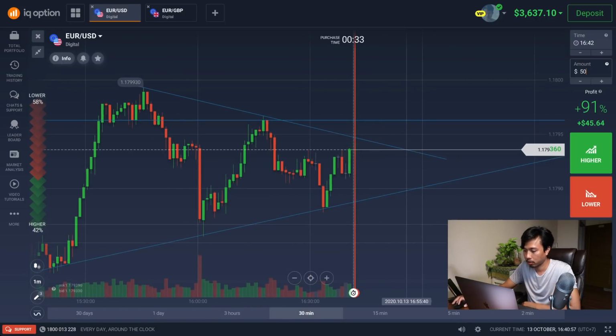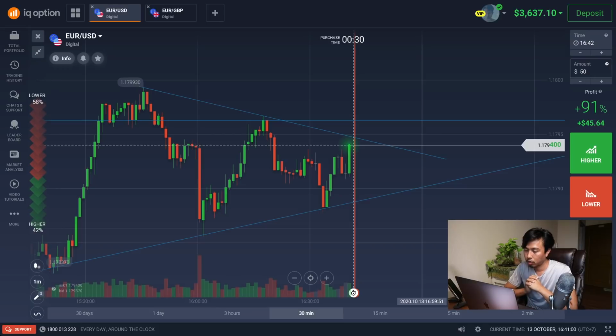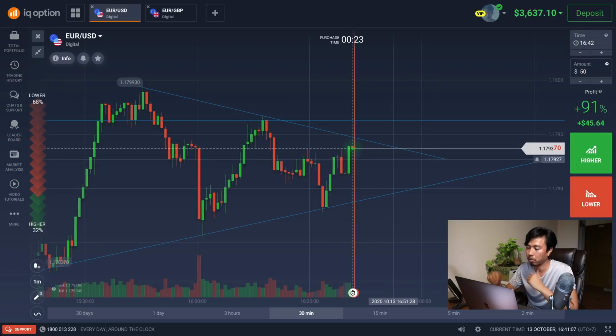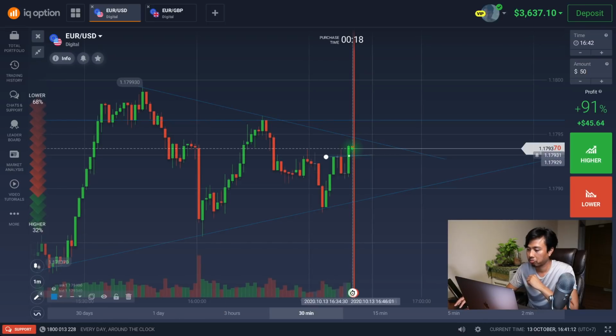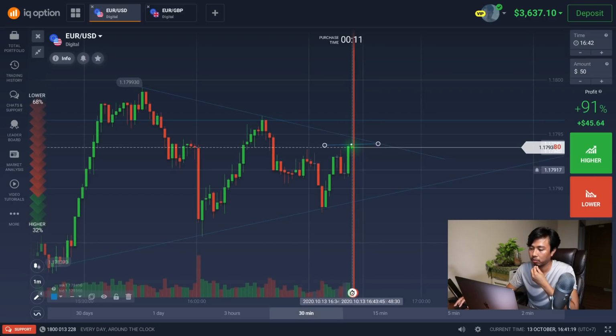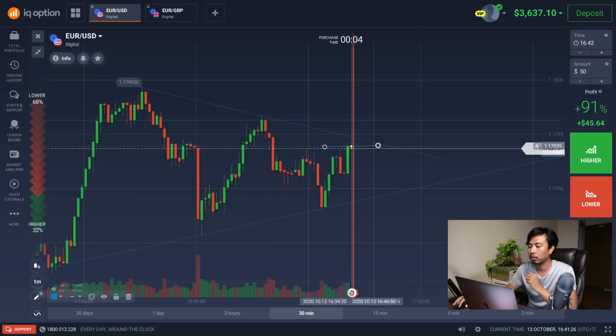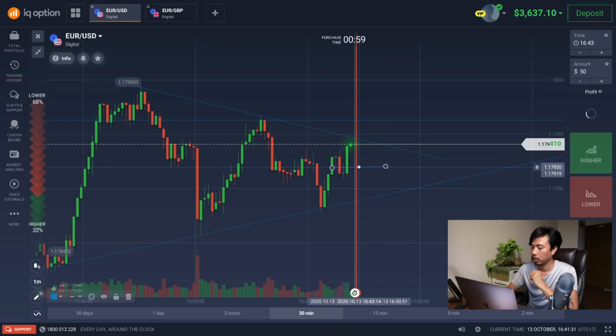Oh, almost touching. It's too much. It's almost touching the line, so I don't go buy on this one. If it ends around here, I can go buy. But when it comes to too high around this area, it is too high, almost touching the downtrend. So nope, I'm not going to go on buy on that one.